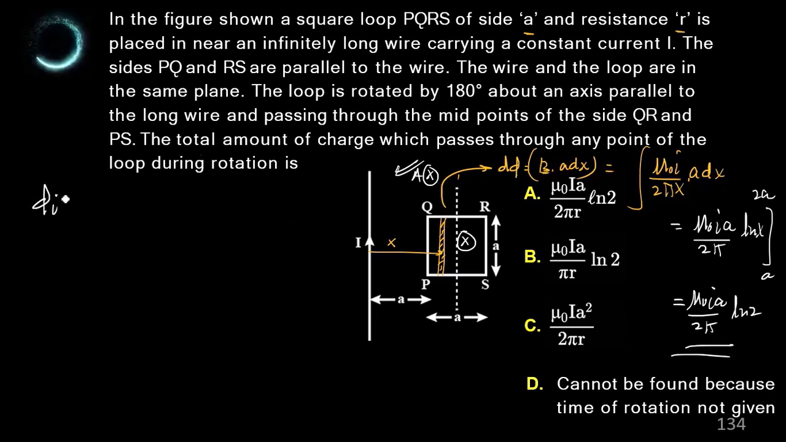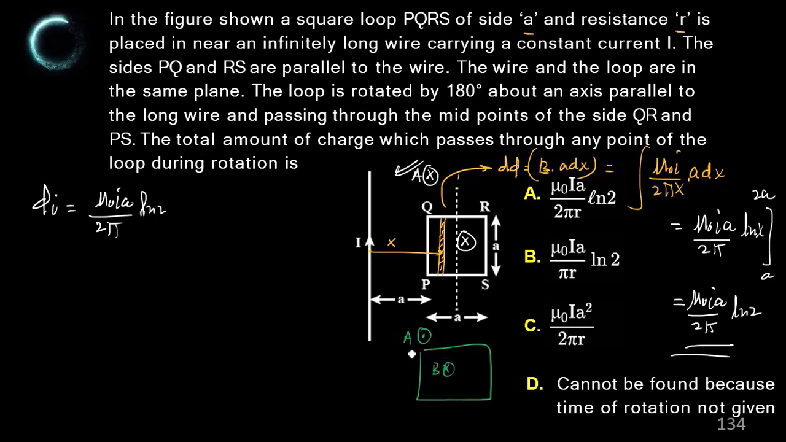So we got that initial flux equals μ0 I A by 2π into ln 2. What is the final position? The final position of the loop is such that it has been rotated by an angle of 180 degrees. Once I rotate the loop, the area vector becomes dot. B still remains cross. So flux becomes B dot A, so ultimately it is a negative sign. So φ final equals minus μ0 I A by 2π ln 2, with a minus sign.